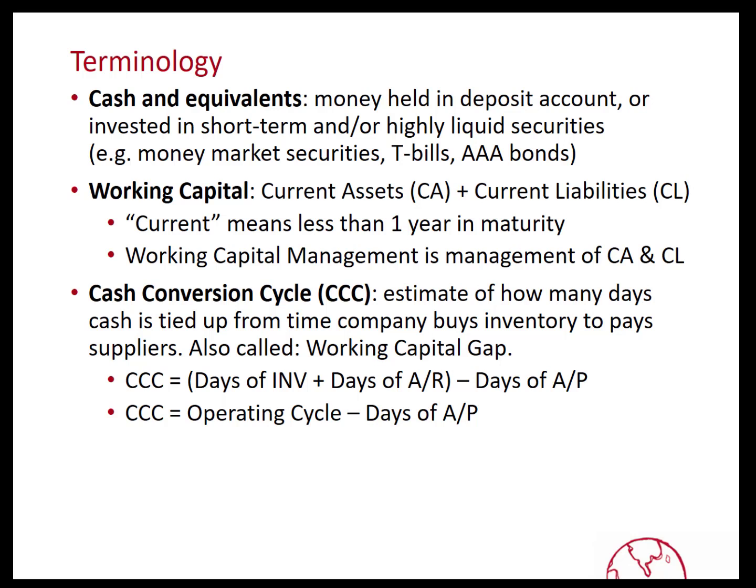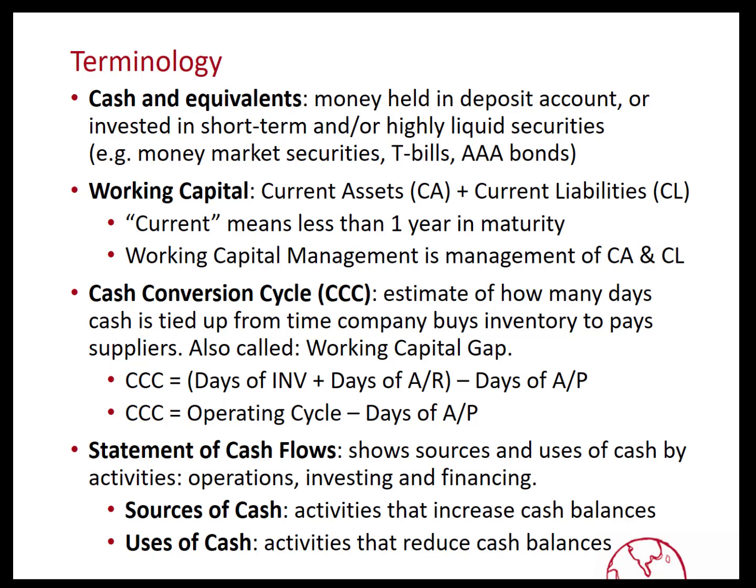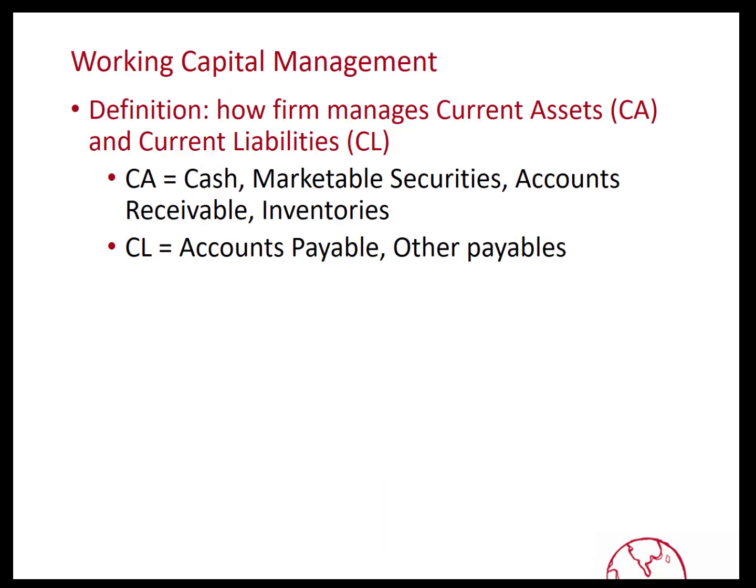Now the first two of those are called the operating cycle because they have to do with operations. And so you could also refer to this as the operating cycle minus days of accounts payable. Another source of information about cash is going to be the statement of cash flows, which of course shows the end of quarter or end of year change in cash from three different activities: cash from operations, cash from investing, and cash from financing. So again, working capital management is about the management of current assets and current liabilities.